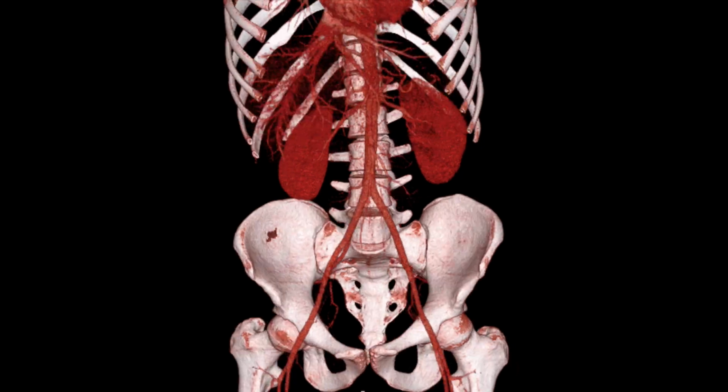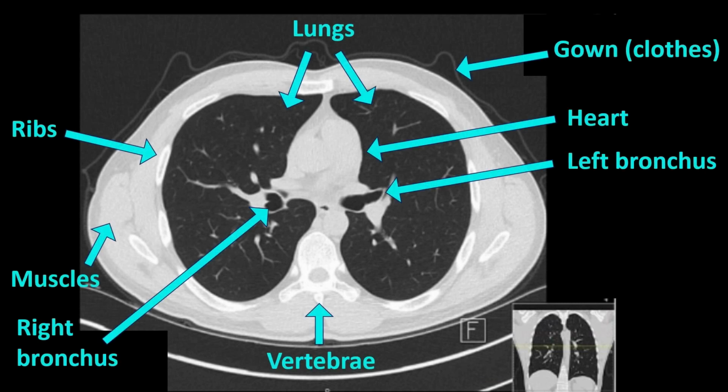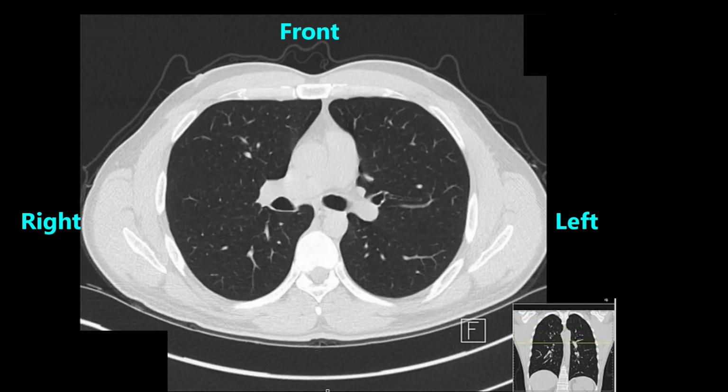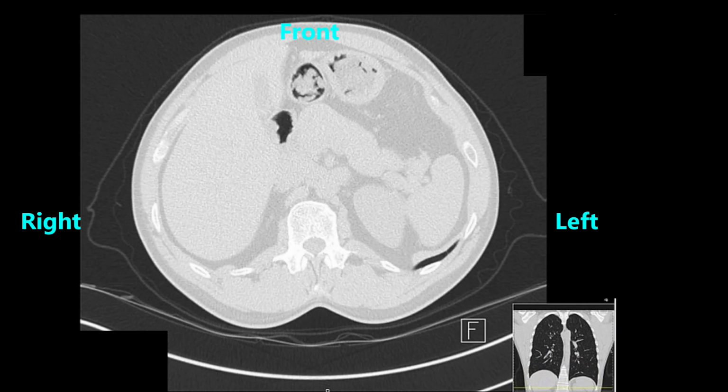This is a transverse slice of a chest using a CT scan taken at the level shown in the small image. We've labeled some of the major structures. Here is the full set of transverse slices starting above the shoulders and extending to a level near the umbilicus.